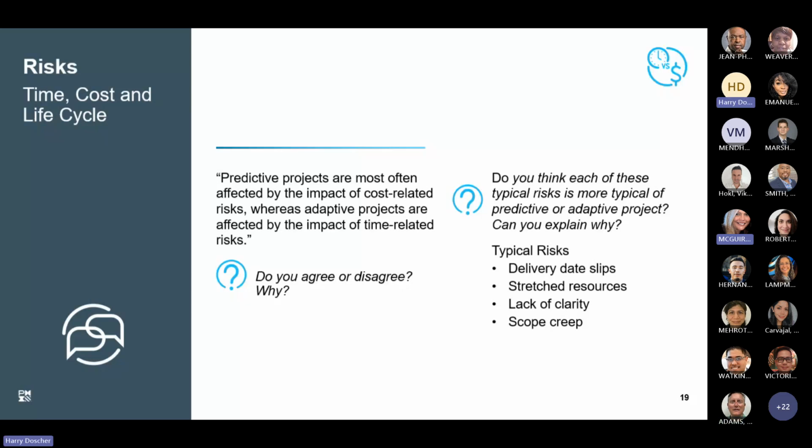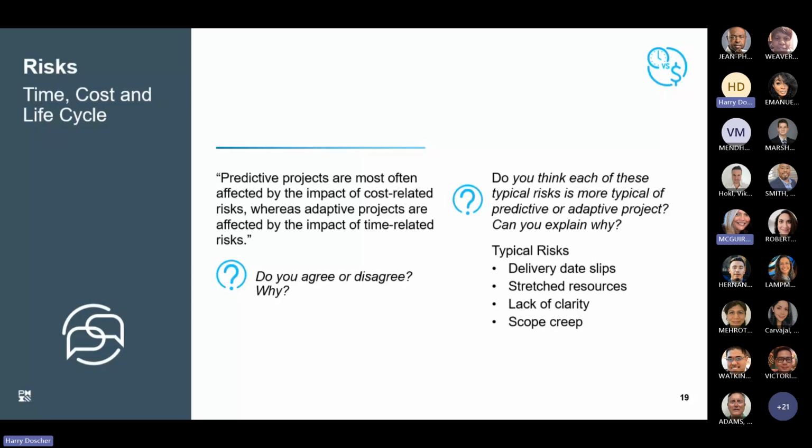Well, yeah, because my humble opinion is that predictive projects can be impacted by cost-related risks and time-related risks. Right? Say you've got a construction project. You get a lot of weather delays on it. Those are time-related risks. Okay. So if you can't deliver on time, you may be at risk of not having a viable project.